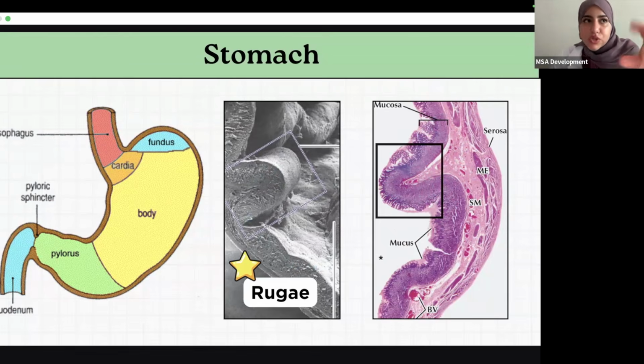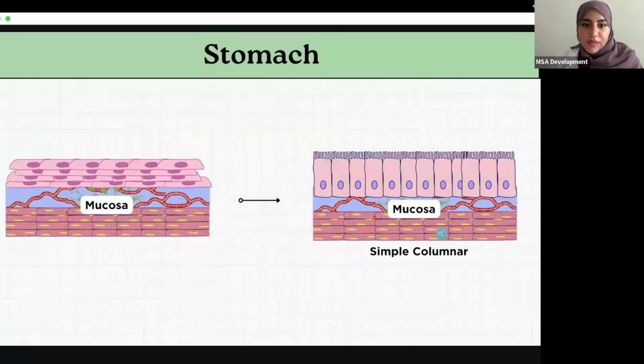I say temporary because you may be thinking, are there permanent folds? Yes, there are. But I want you to remember that this is a temporary fold. Rugae create temporary folds to allow for expansion. There's a lot of loose connective tissue in the lamina propria, and it allows for temporary folding so that you can expand the stomach when you eat a lot of food. And there's simple columnar all over here. We'll explain more of that later.